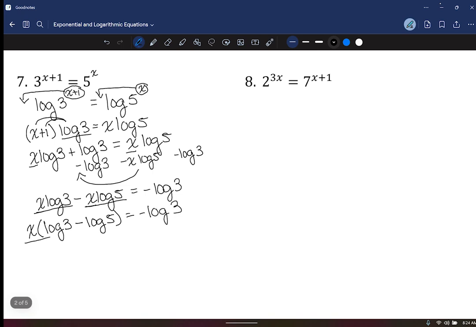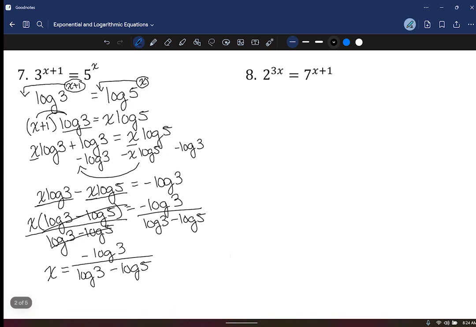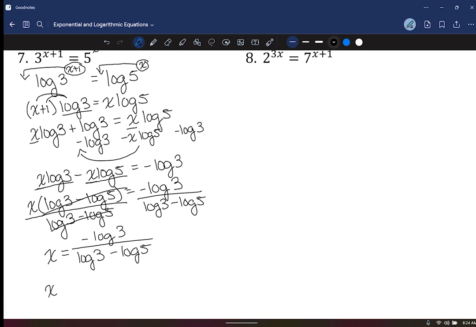Now, since this is x times all of this, I can divide by log 3 minus log 5. So x is equal to, now if I wanted an exact answer, it would be negative log 3 divided by log 3 minus log 5. We're going to go ahead and plug that in and get a decimal. And we'll round to 2 decimal places.